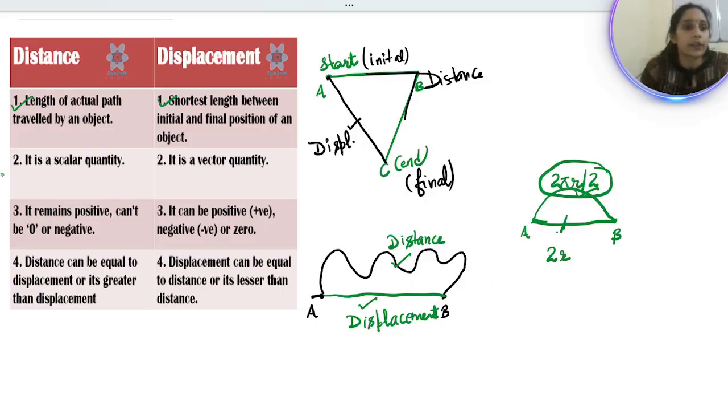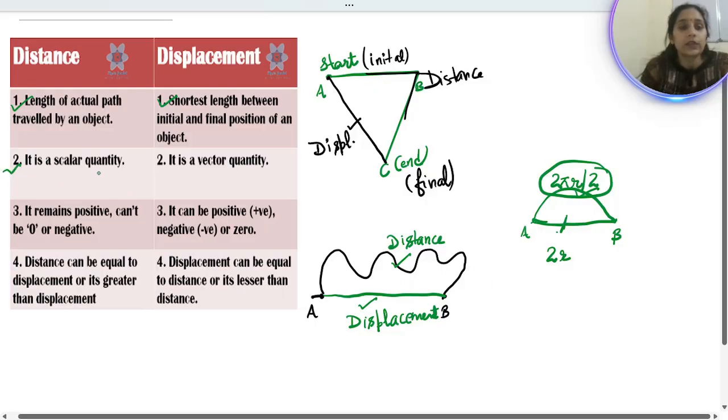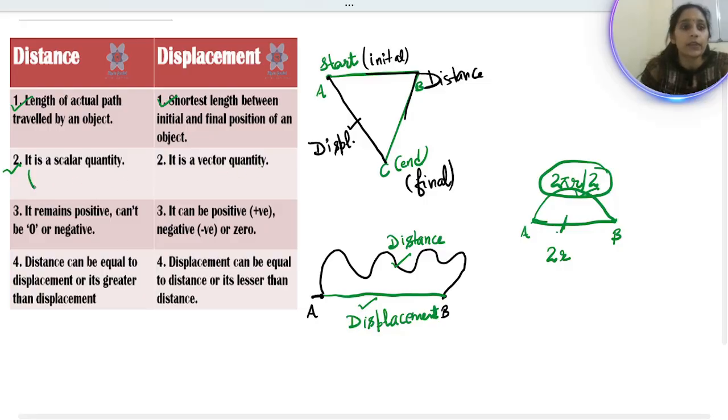Now come to the next point. The distance is a scalar quantity, and the displacement is a vector quantity. Scalar quantity means the quantities which have only magnitude. Magnitude means value. And vector quantities have magnitude as well as direction. So in displacement, direction also matters.